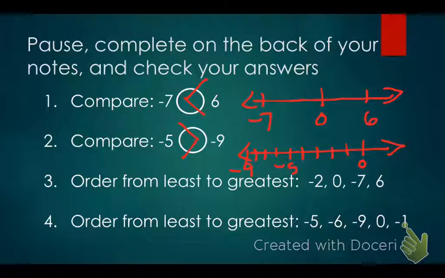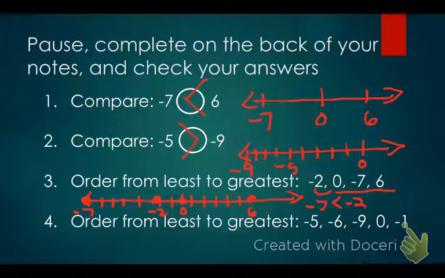Number 3, ordering least to greatest. Get my number line here. Let's put 0 in the middle, and then -1. Here's -2, -3, -4, -5, -6, -7. Going to the right of 0, we would have 1, 2, 3, 4, 5, 6. So do I have my points here? Here's -7. And -2 and 0 and 6. Do I have all those? Yes. So the order is -7 is less than -2, which is less than 0, which is less than 6.